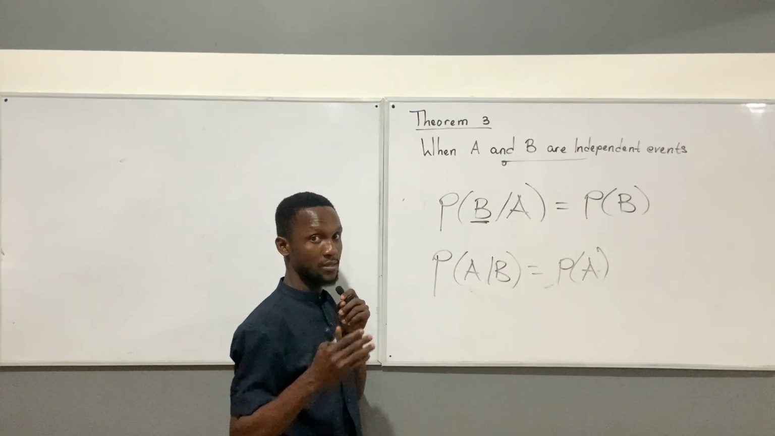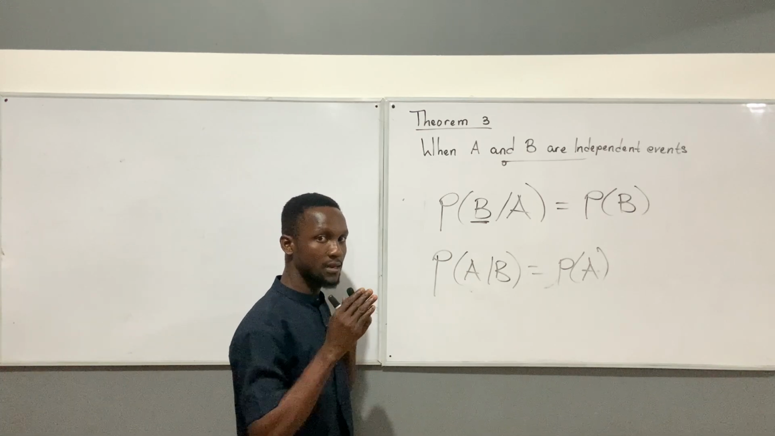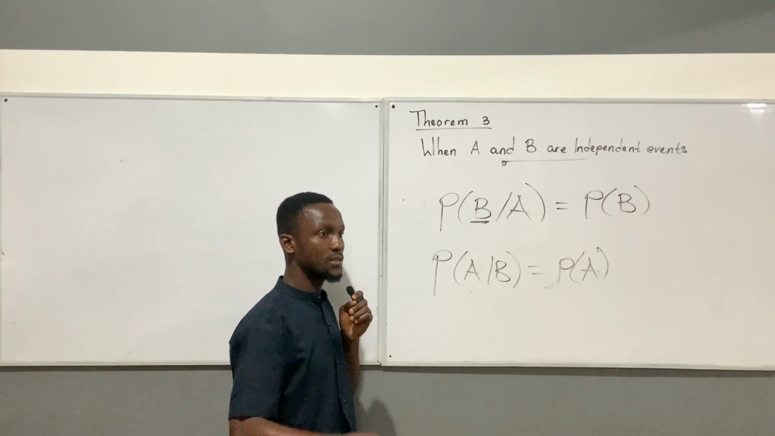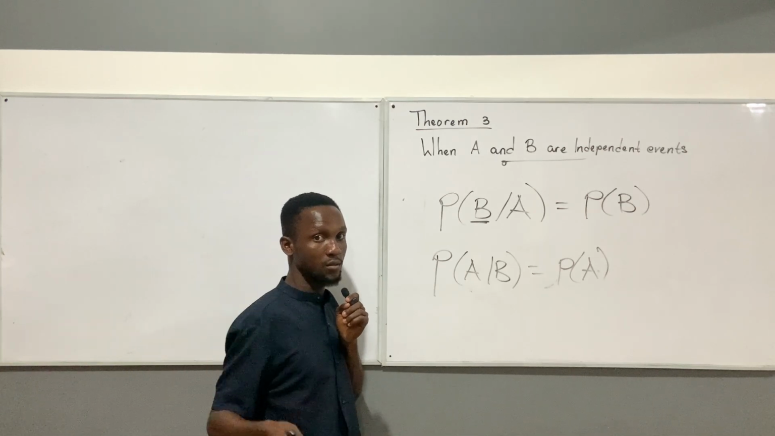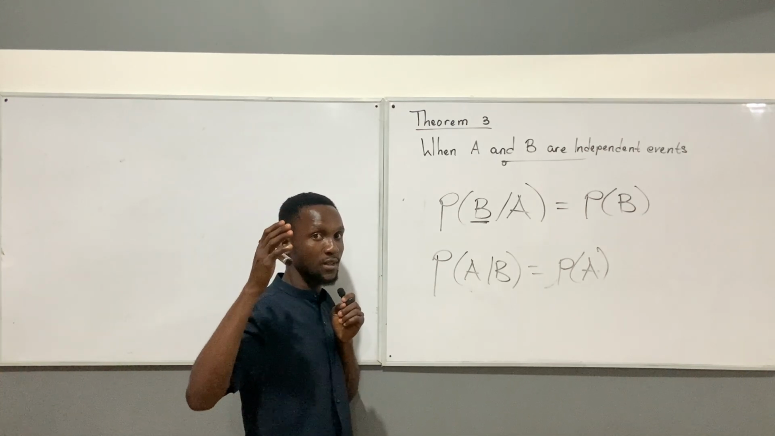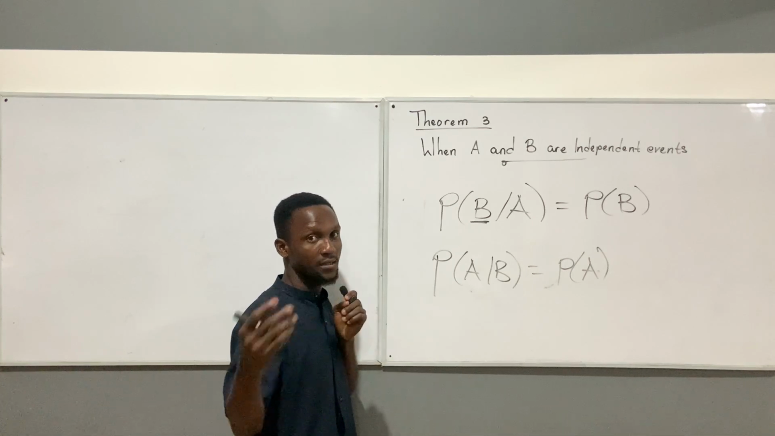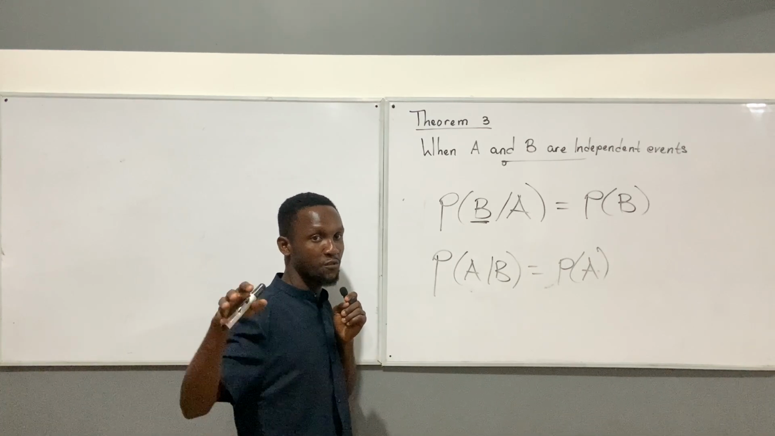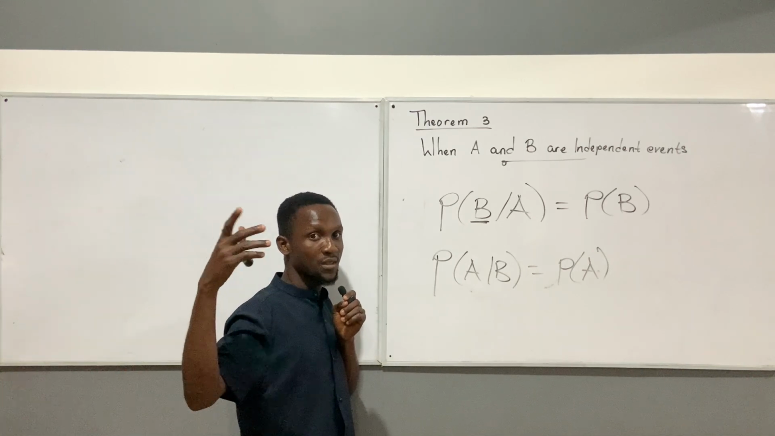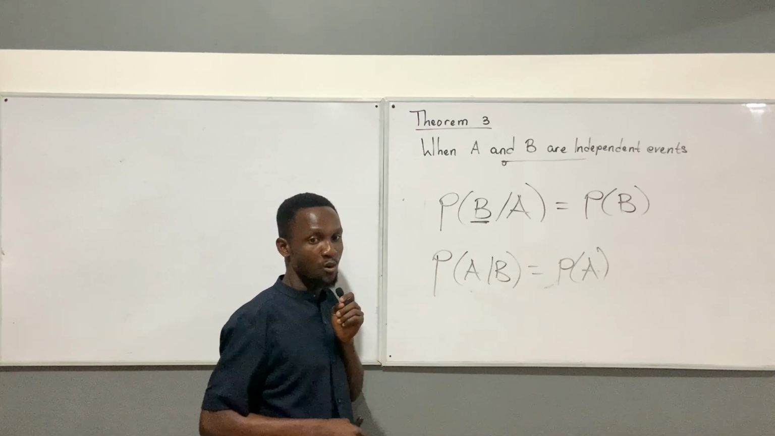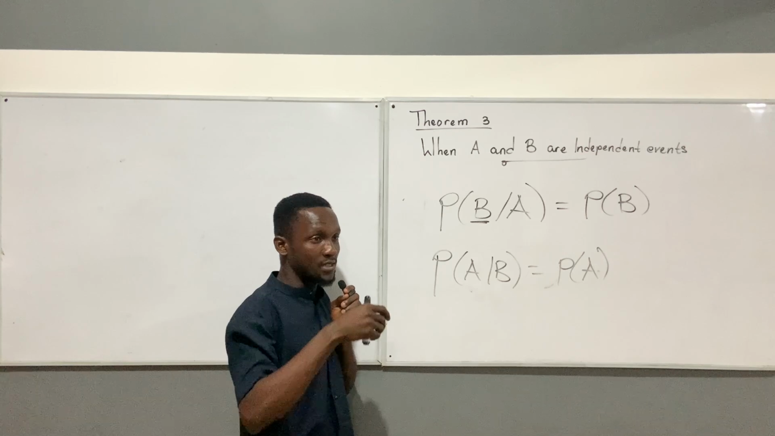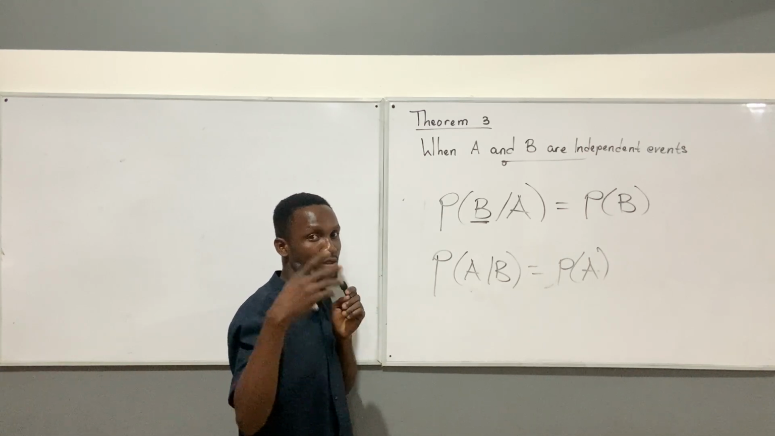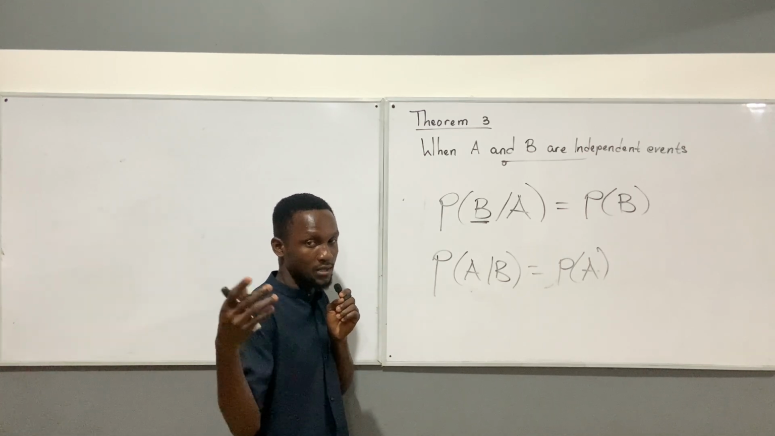Now let me give you an example. If we are tossing two coins at the same time, if I toss the first coin and I get a head, and I toss the second coin and I get a tail, or if I toss both coins together and I get a head here and a tail here, the occurrence of the second event that gave me a tail will have no influence on the occurrence of the first event. So what this means is that whatever happened in the first event is not going to influence the second toss or the second event.